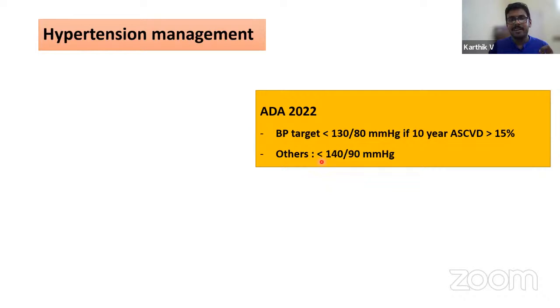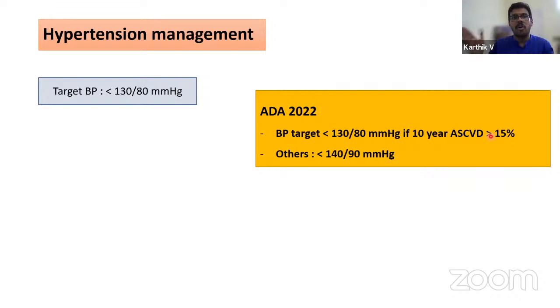Now, coming to the management of hypertension, the ADA 2022 has put forth the standard cutoff of 140-90 in patients with low cardiovascular risk and 130-80 if the patient has got a moderate cardiovascular risk or a 10-year ASCVD risk of more than 15%. But now, in the 2023 guidelines, they have revised it such that 130-80 is the target blood pressure across all age groups and across all risk categories of type 2 diabetes. That is one major revision they have made.